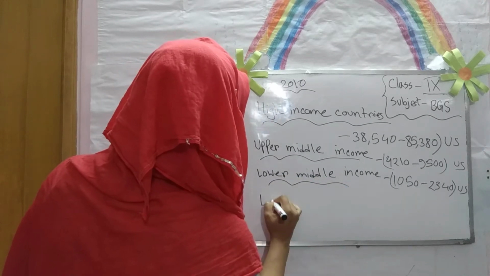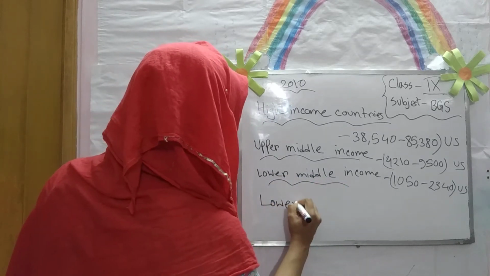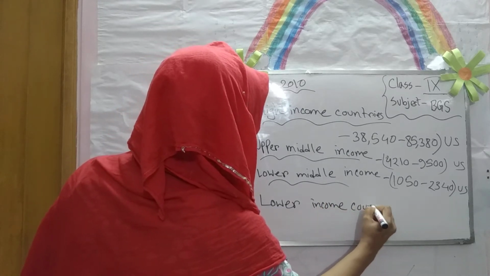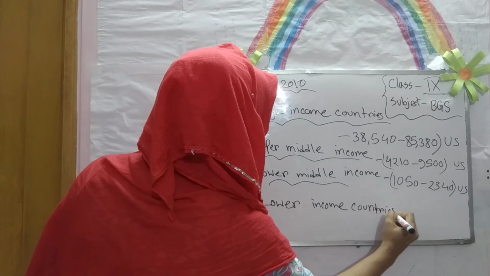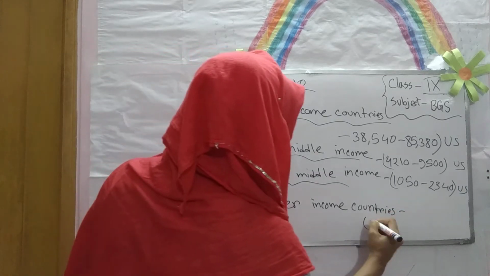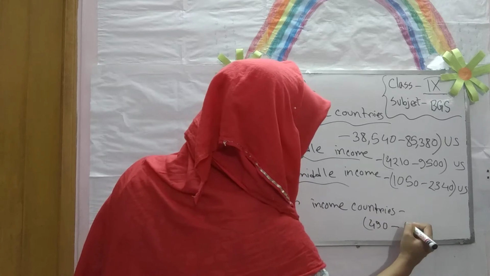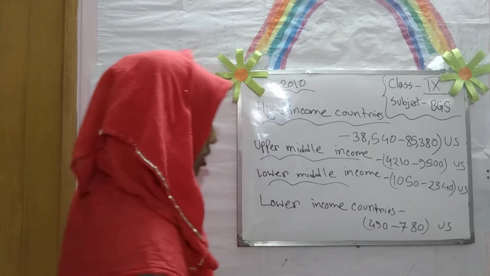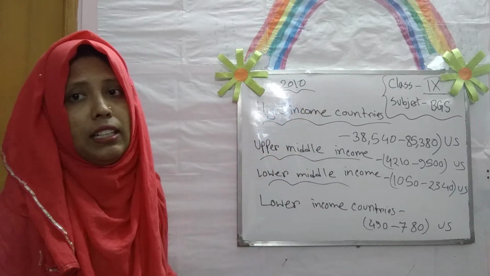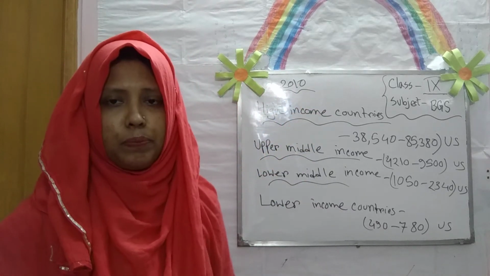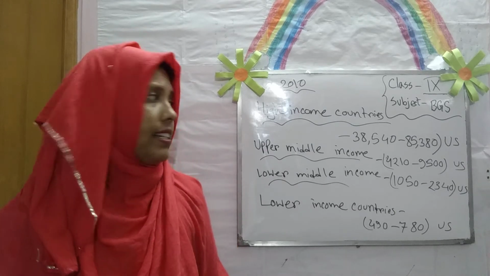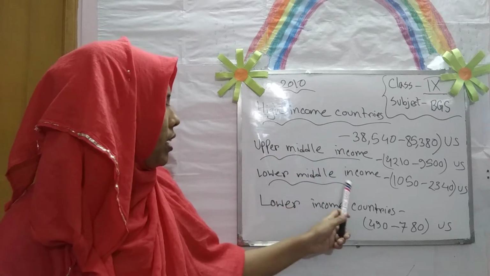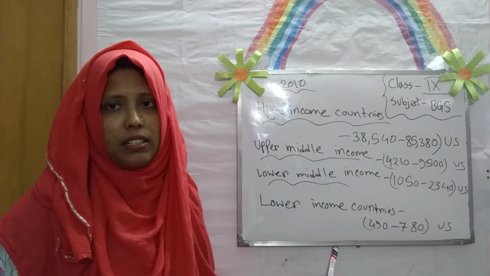Lower income countries, or underdeveloped countries, per capita income was 492 to 780 US dollars, according to the 2010 report of the World Bank. And they decided who are the developed countries, who are the developing countries, and who are the underdeveloped countries.